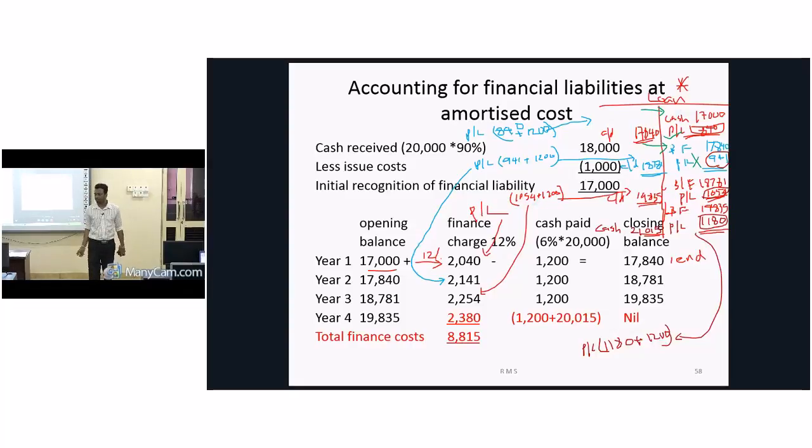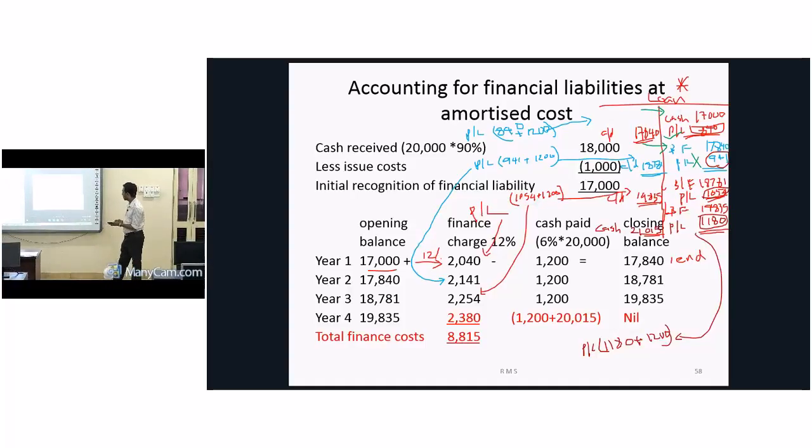You will pay back cash how much? This should be 21, no? Not 20. Why? 20,000 plus 1,015 plus 1,200. What is 1,200? Interest. This is interest for the fourth year. Inside this actually we have 20,000 plus 1,015 premium. Understand?